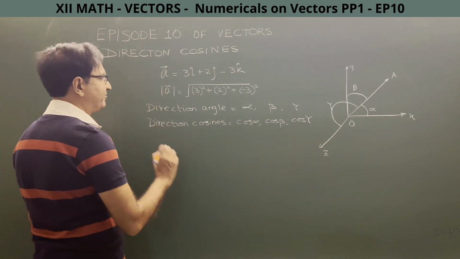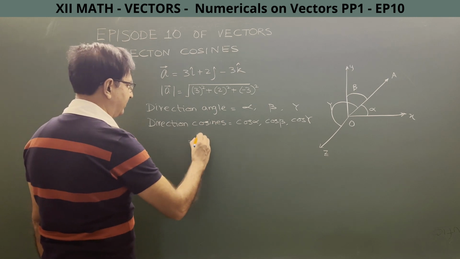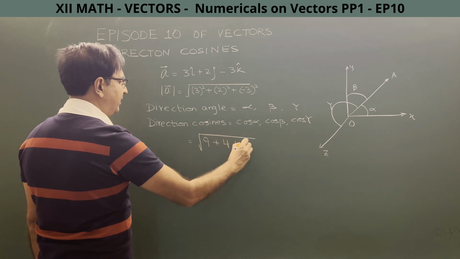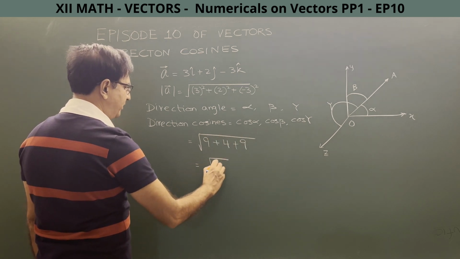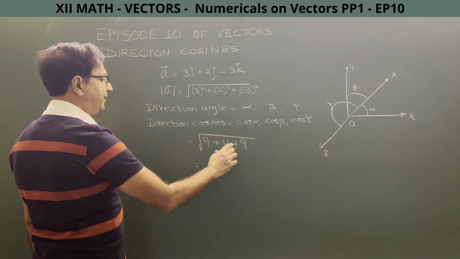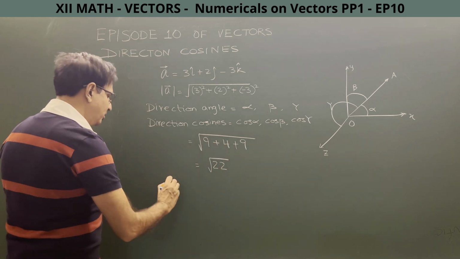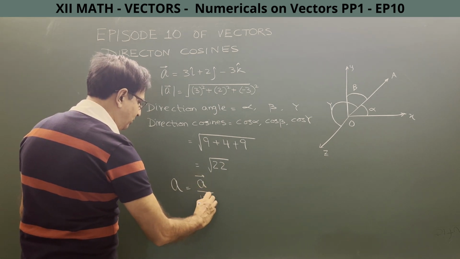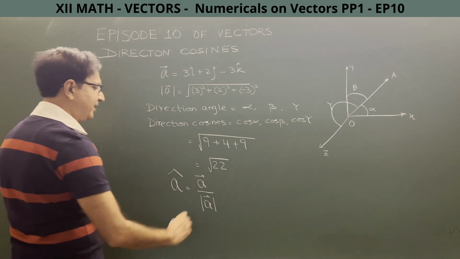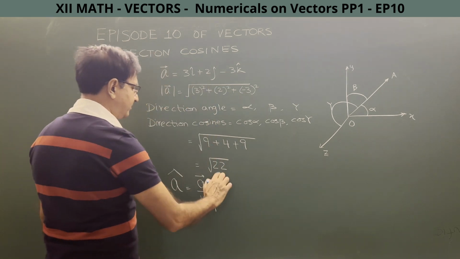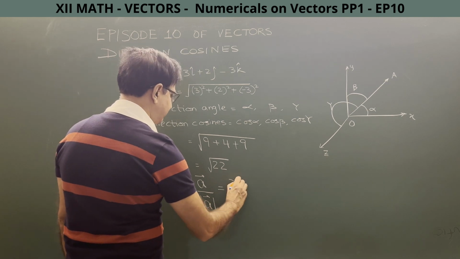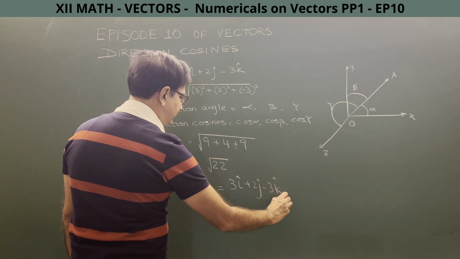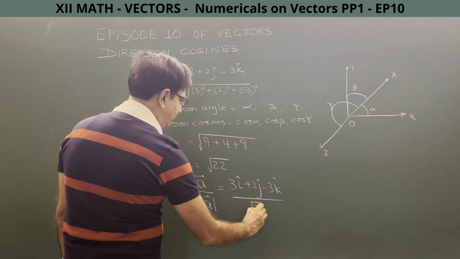Step 1 is to find the magnitude of the vector. Let's continue with the calculation. 9, 4 and 9. So how much is this? Square root of 22. 9 plus 9 is 18, 19, 20, 21, 22. Now if I divide a vector by its own magnitude, you know what I get? I get a unit vector along the same direction. So now you divide this vector by square root of 22, the magnitude of the vector. What you have done is converted the vector into a unit vector.